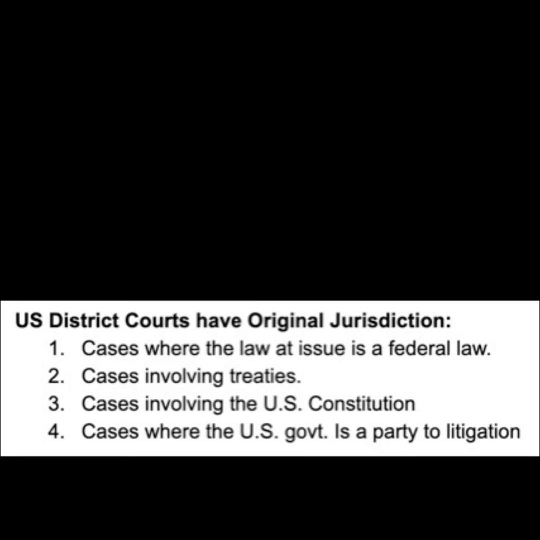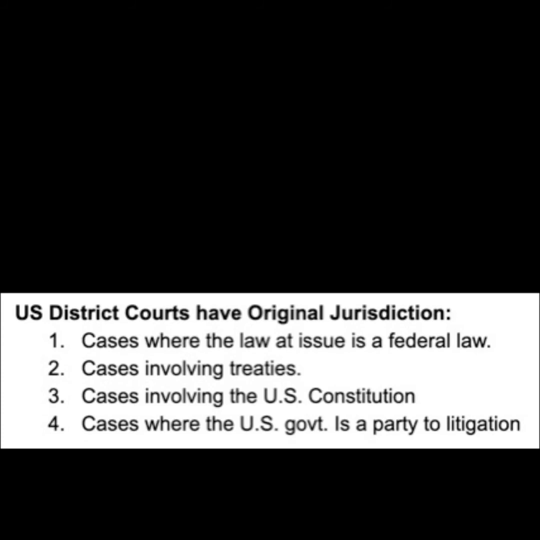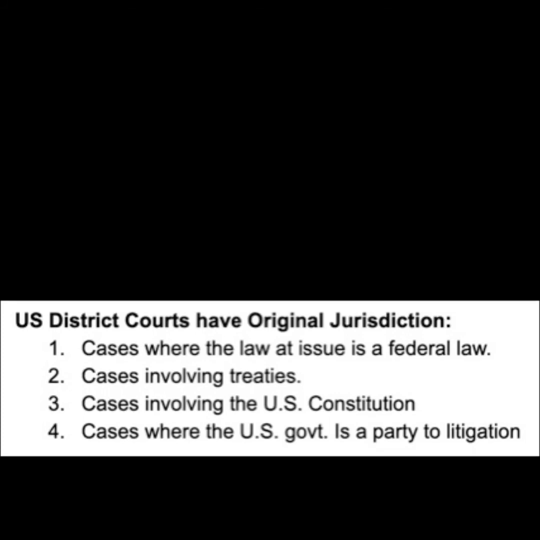The first is a case where the law at issue is a federal law. Federal and state laws don't always coincide, so it's important for a separate court to exist for these federal laws. The next case are cases involving treaties. Of course, treaties usually involve another country that is cooperating with the U.S. Therefore, they need a federal court. The third case are cases involving the U.S. Constitution. An example of this kind of case is where a school may be violating the freedom of religion that a student has. The last case is where the U.S. government is a party to litigation.